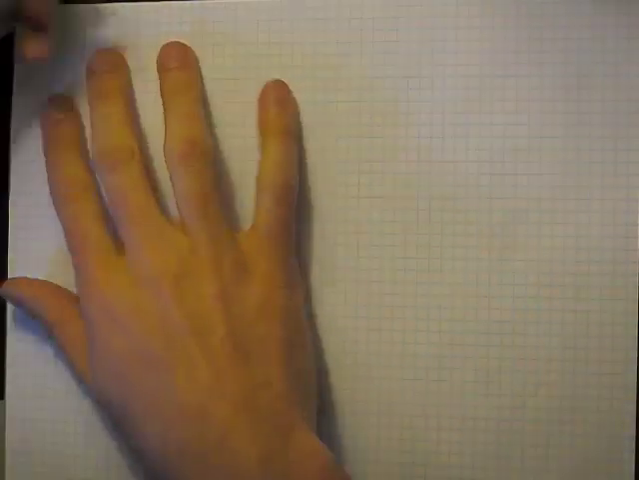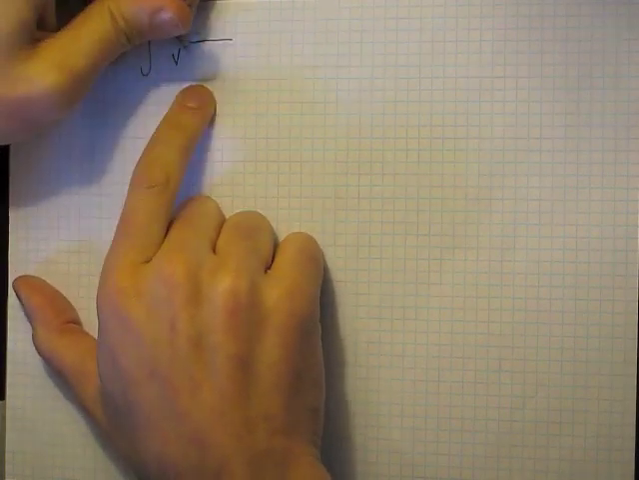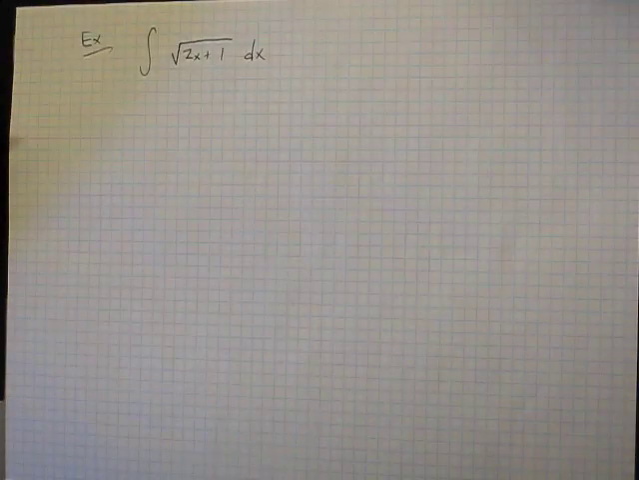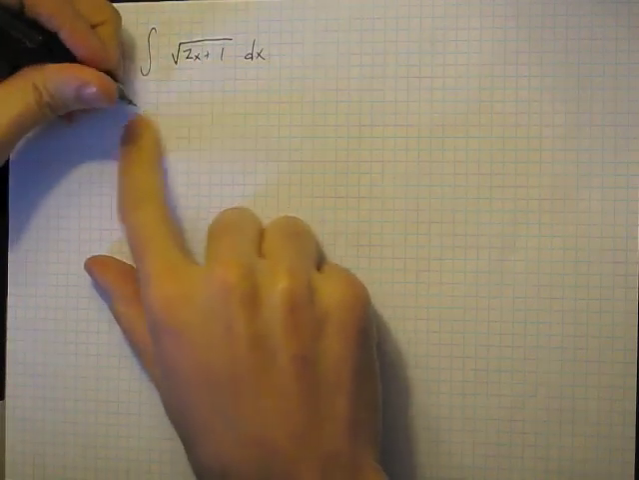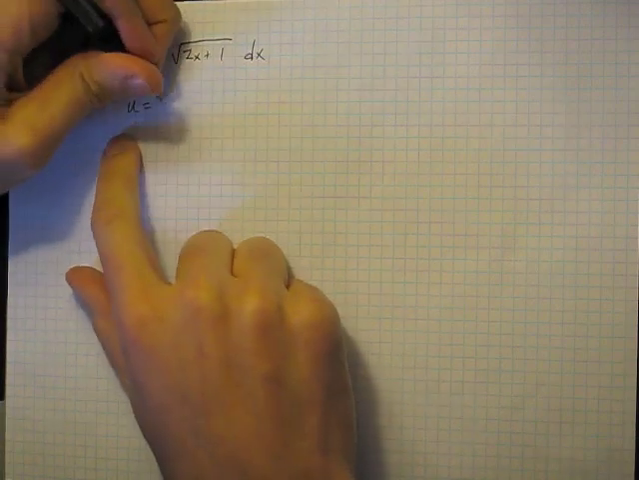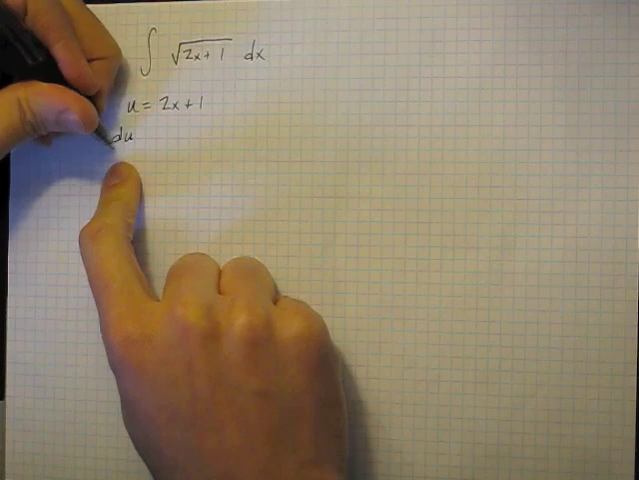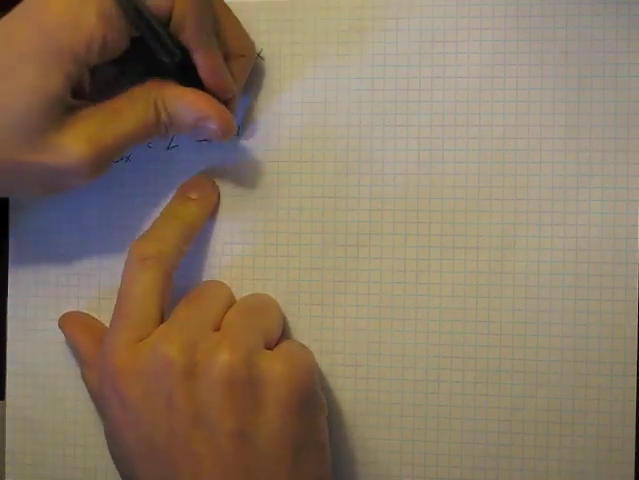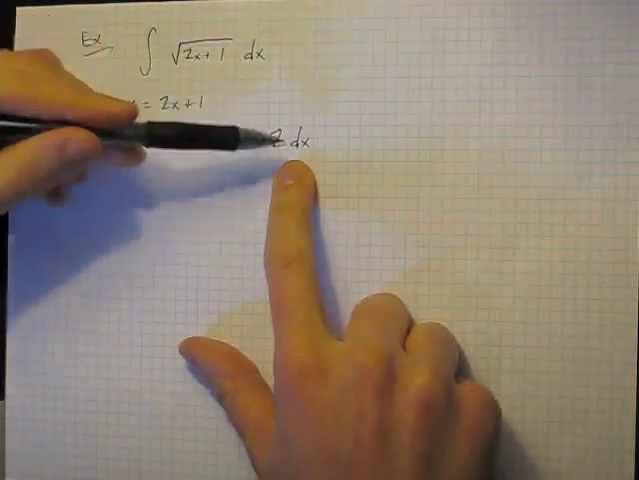Let's do another example. So the integral of the square root of 2x plus 1 dx. Okay, here, difficult to see what the u might be, but the choice in this case, if we want to try to use substitution, is to pick this. The reason for that is because du dx in this case will just be 2. So that means that we have du is equal to 2 dx. And that's a constant times dx.